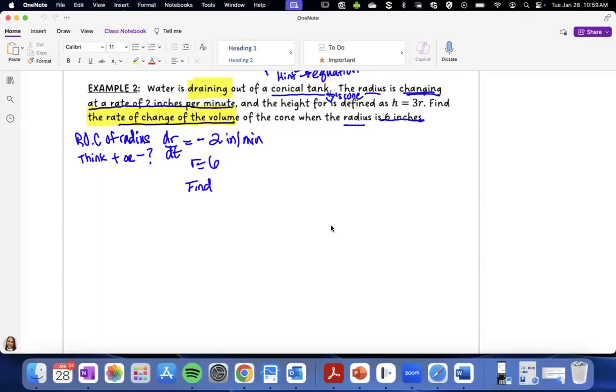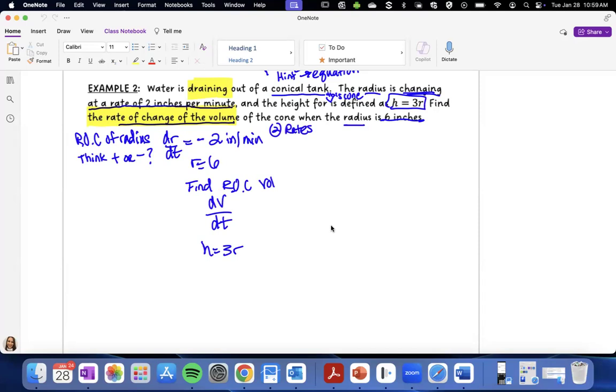That means dV over dt, right? I also know H equals 3R, okay? Let me draw. I did this a little backwards. I did maybe step 2 of DREDS. I did my rates first, but I like to do that. That's kind of how my brain works a little bit sometimes before I draw.